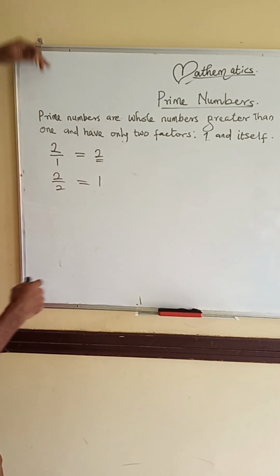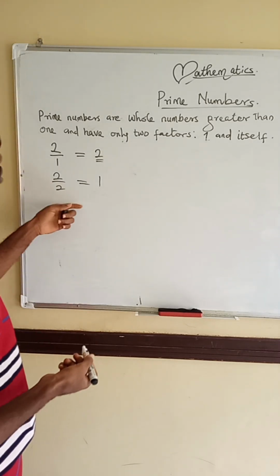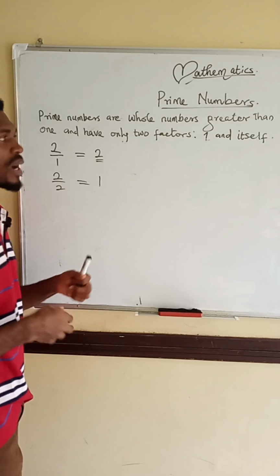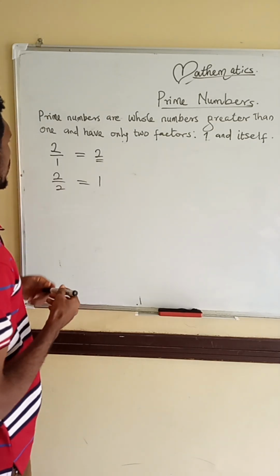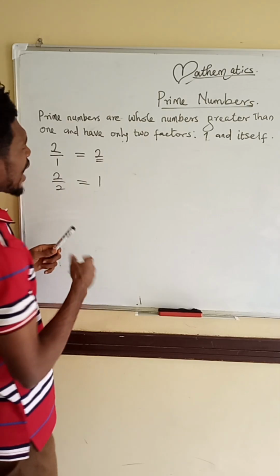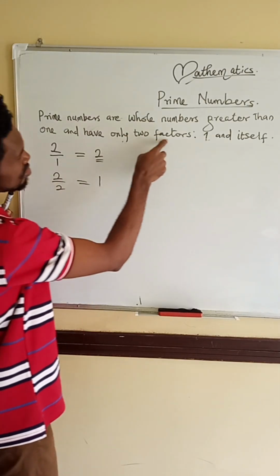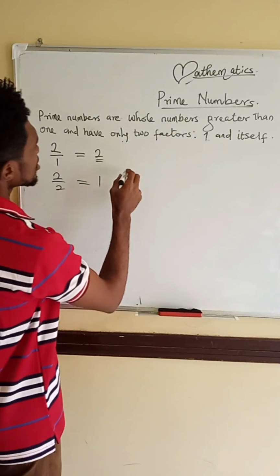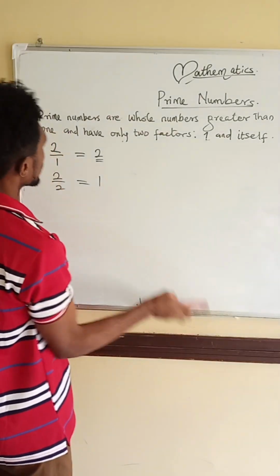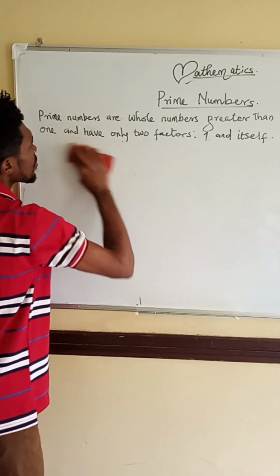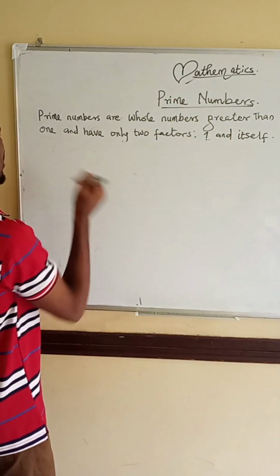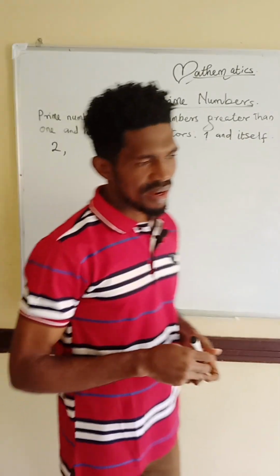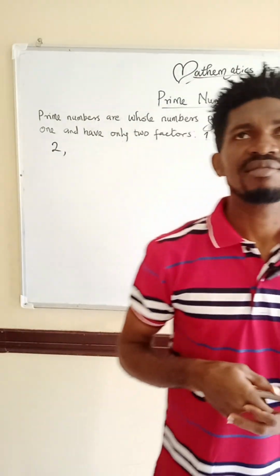The answer is 1. Is there any other number? Of course not. After 1 and 2, there's no other number you can use to divide 2. So no other whole number can divide 2. Therefore, 2 is a prime number. Why? Because it has two factors: 1 and itself. Okay? So that is that. So the first prime number we have is 2. Okay? The next number we are going to look at now is 7.